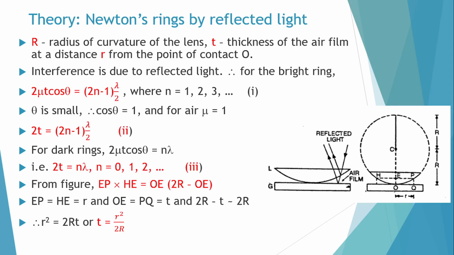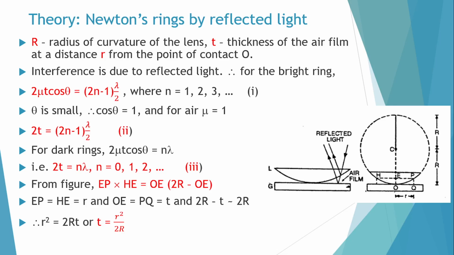According to the theory of interference produced in a thin film by reflected light, the formula for a bright interference fringe is 2 mu t cos theta equal to (2n minus 1) lambda by 2, where n is an integer which can take values 1, 2, 3, etc. Let us call this equation 1.